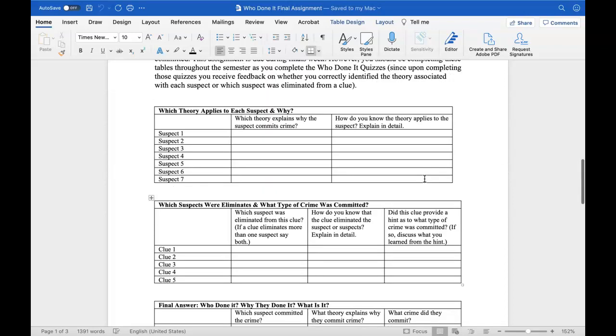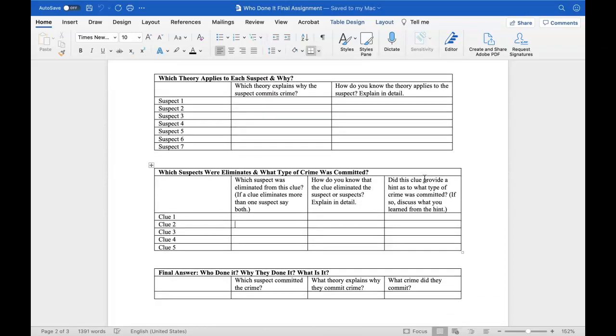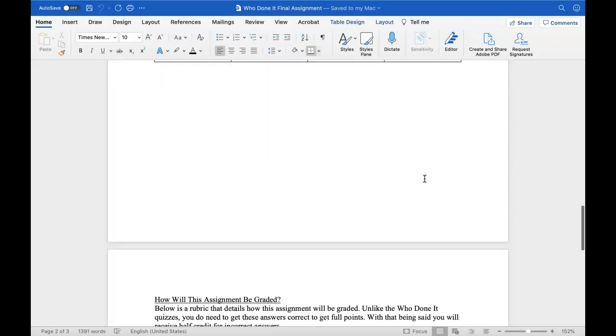So all you have to do is fill out these tables and submit it through the submission site on Blackboard. So you're going to see it. It's going to come up right around finals week, and this is due Monday, December 6th, the first day of finals week. And let me go down.